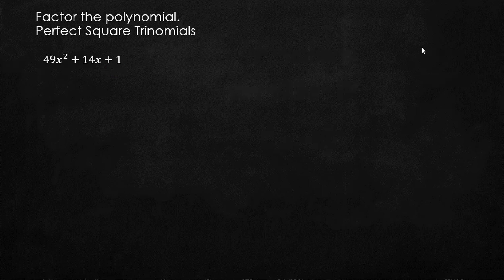All right, in this example, we have 49x squared plus 14x plus 1. And in previous examples, when this leading coefficient isn't 1, we did the thing where we would move this term to the end, and we would do all that extra work. However, what should stand out to you is this is a perfect square. And the square root of that is just 7x. 1 is a perfect square because the square root of it is 1.